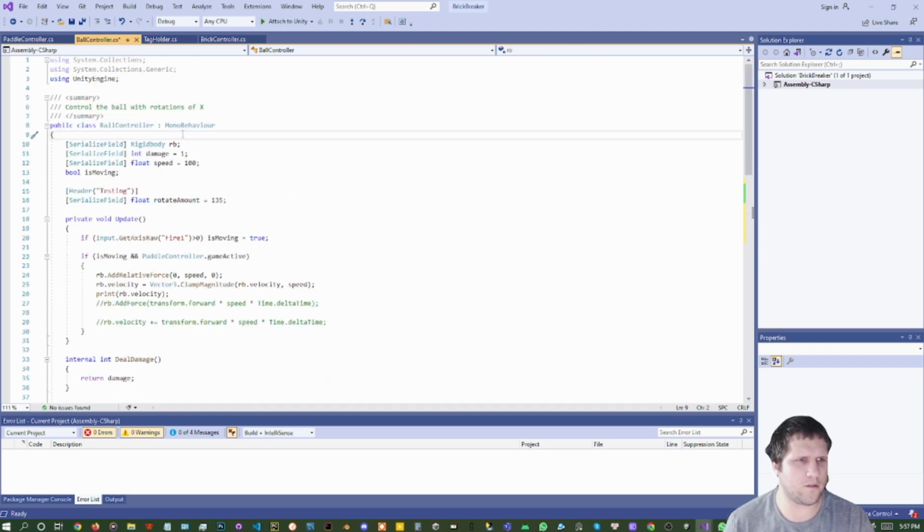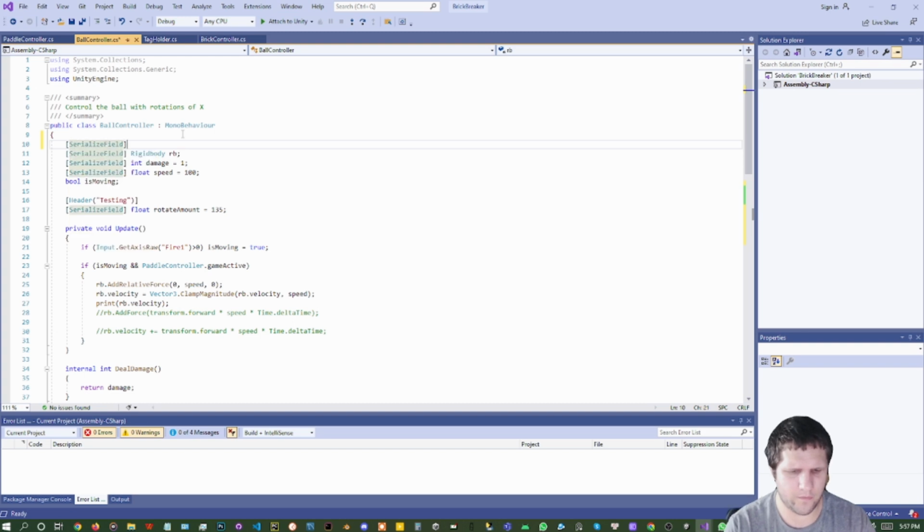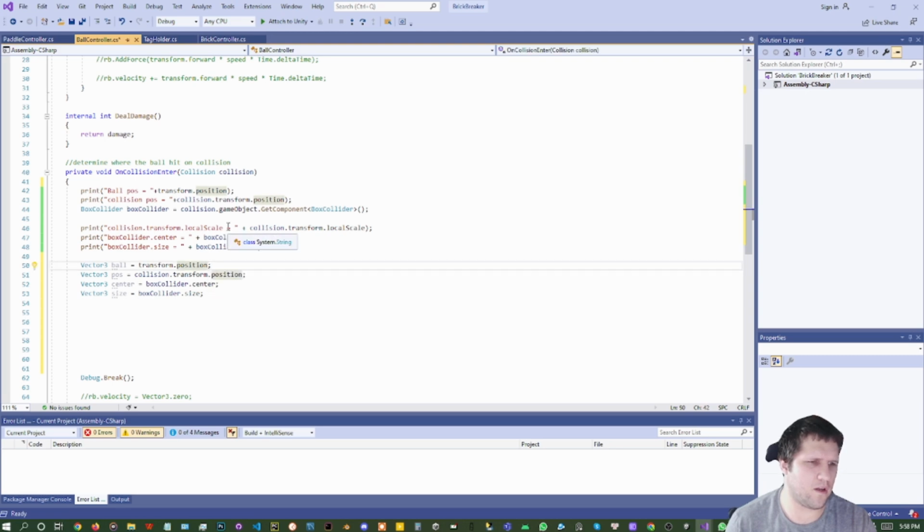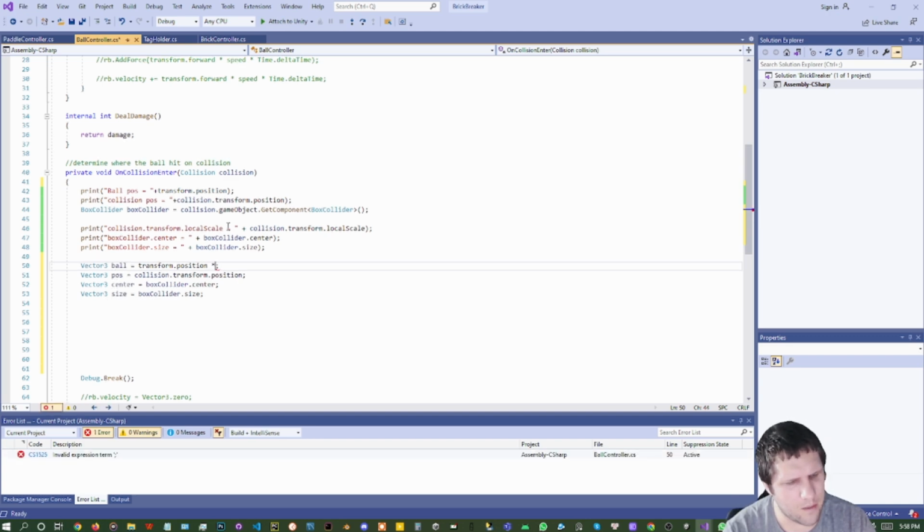Then let's also get the box collider of the ball. So serialized field box collider BC. Then our ball is going to be the transform dot position times scale? No. Plus scale? No.